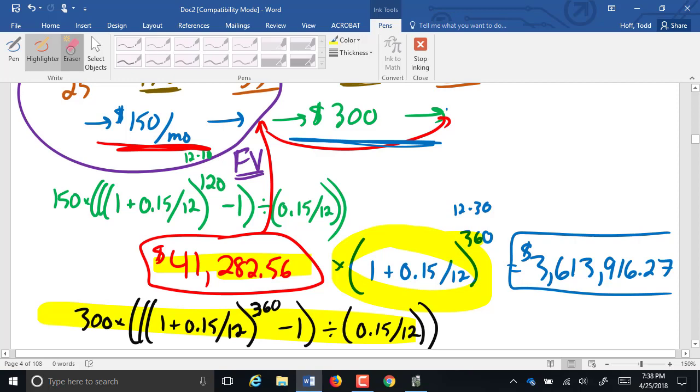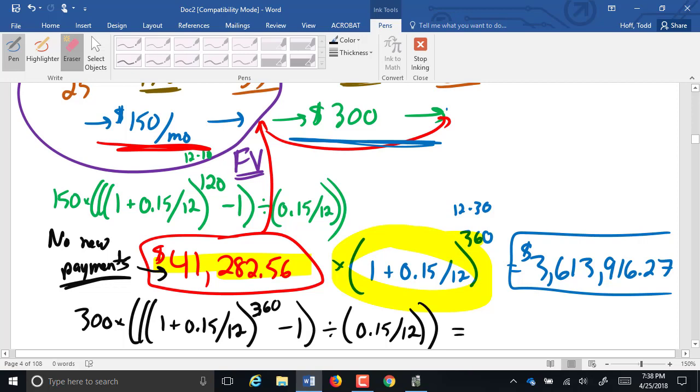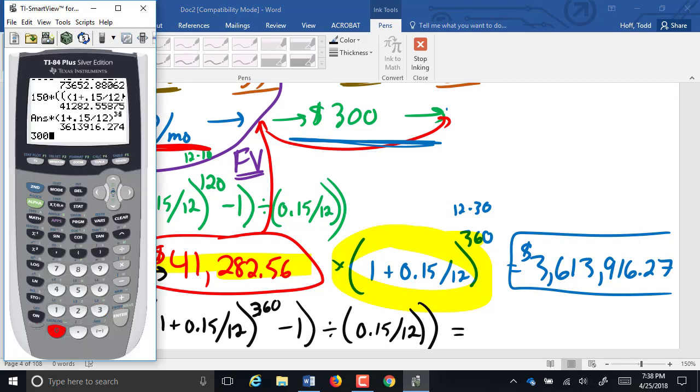Yeah, because up here, in this example right here, there's no new payments being made. So it's just compound interest. 30 years times 12 is 360. Yep. So for this amount, we're just taking that balance and going on, we're figuring out the new payment separately. Oh, gotcha.